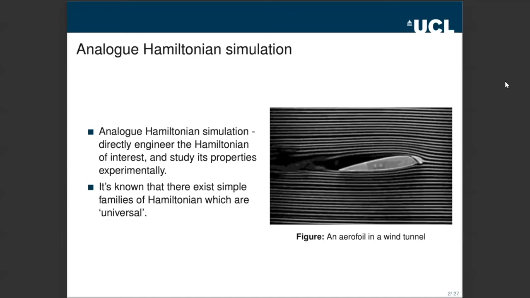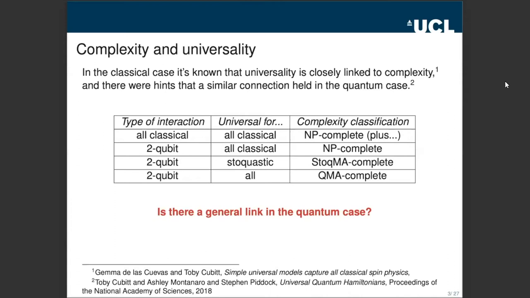So the inspiration for the work studying universal Hamiltonians originally came from work studying analogous results for classical Hamiltonians. And in the classical setting, it was possible to prove a deep connection between complexity and Hamiltonian simulation. So essentially it was shown that if a family of Hamiltonians has a ground state energy problem that is NP-hard, then it is necessarily also capable of simulating the complete physics of any other classical Hamiltonian.